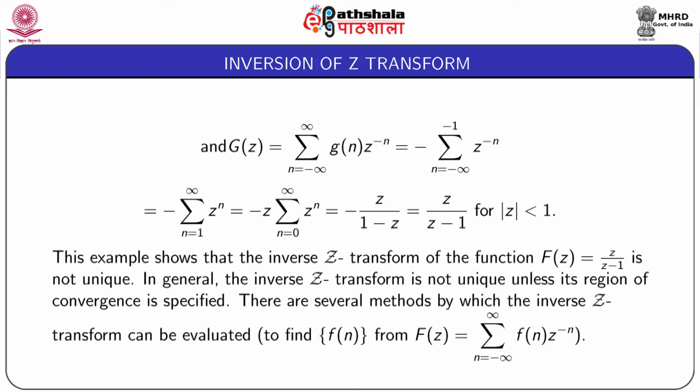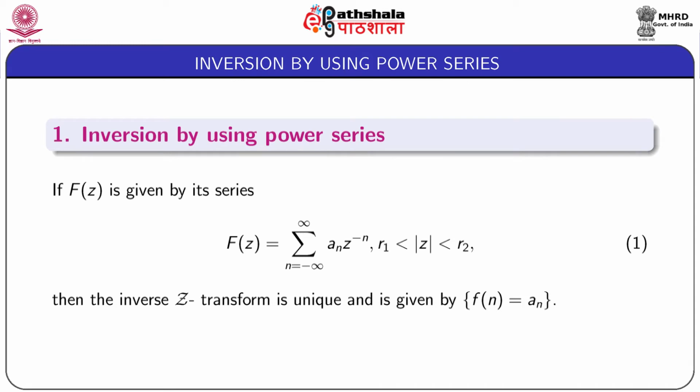Now, there are several methods by which inverse Z transform can be evaluated, that is, to find out fn if capital Fz is given. In the first method, we shall find out inverse Z transform by using power series. If capital Fz is given by its series, capital Fz equal to summation n equal to minus infinity to plus infinity an z to the power minus n, where mod z lies between R1 and R2 as given by equation 1, then the inverse Z transform is unique and is given by fn equal to an sequence.